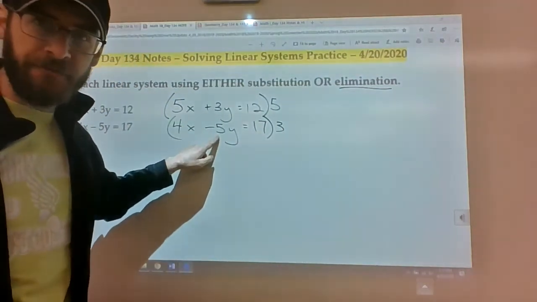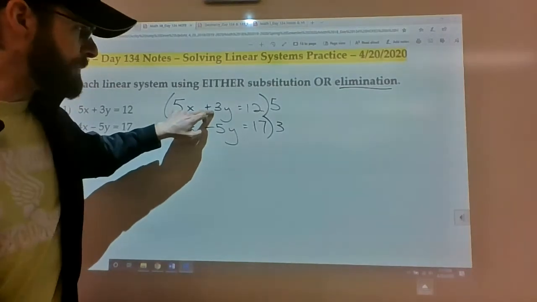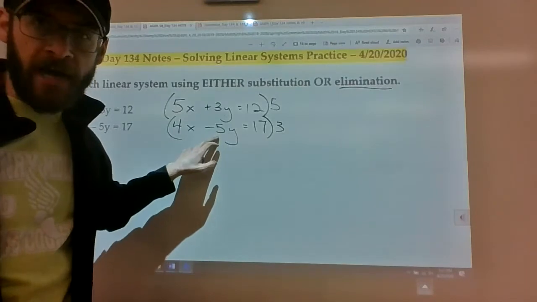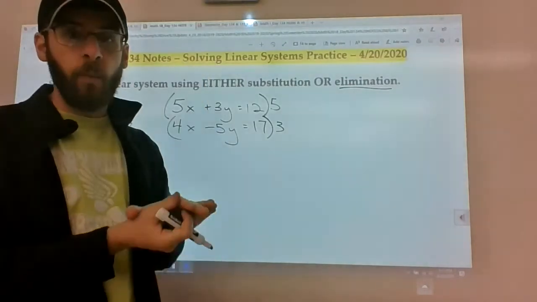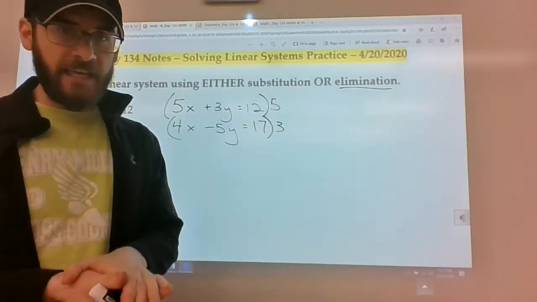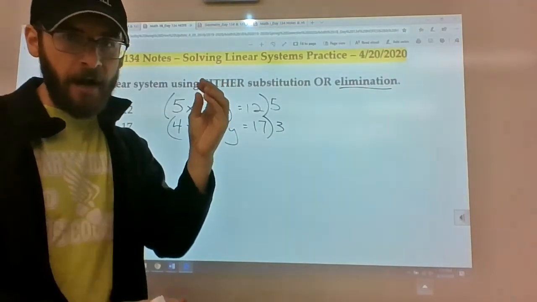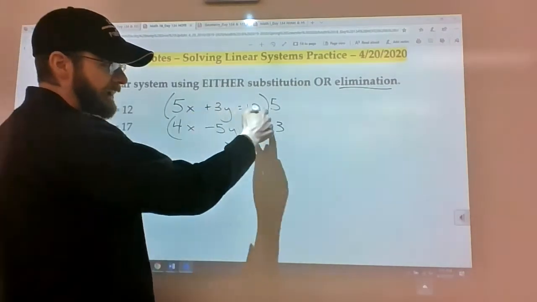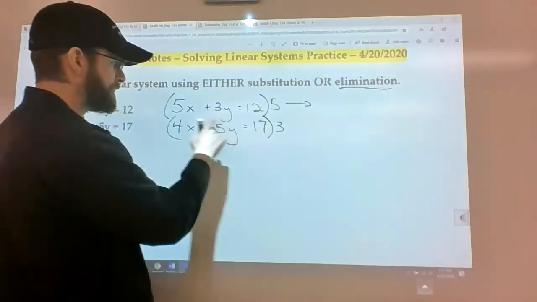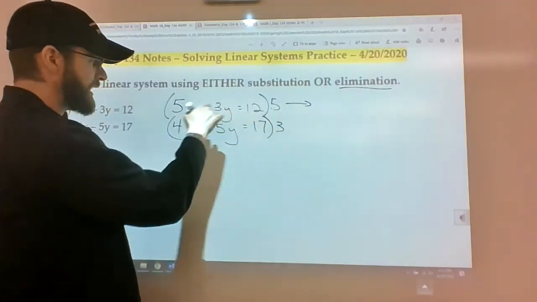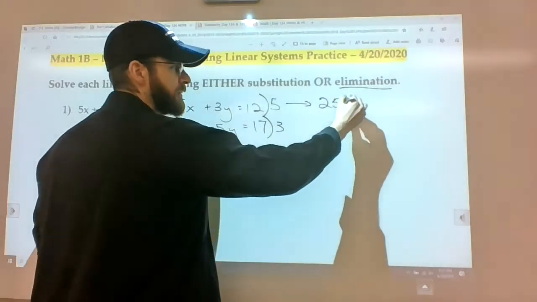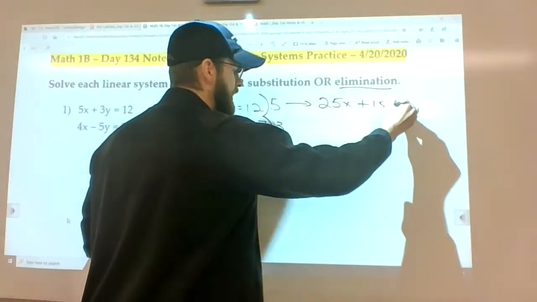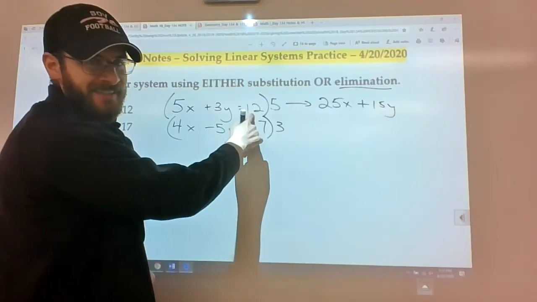And like I said on the last video with elimination, having a plus 15y and a negative 15y is good because when we add the columns, we want them to cancel out. You can only cancel out when it's a plus and a minus if you're adding. So let's get to it. You've got 5 times everything in the first equation. So 5 times 5x is 25x. 5 times 3y is positive 15y. And then 5 times 12 is equal to 60.